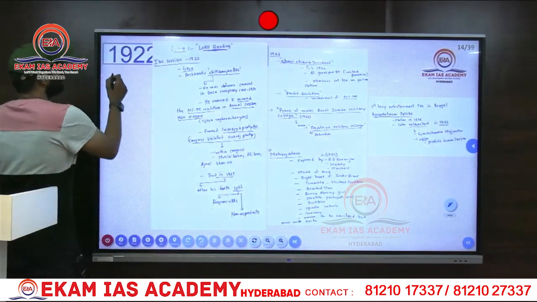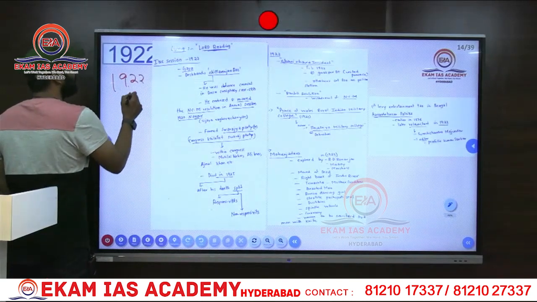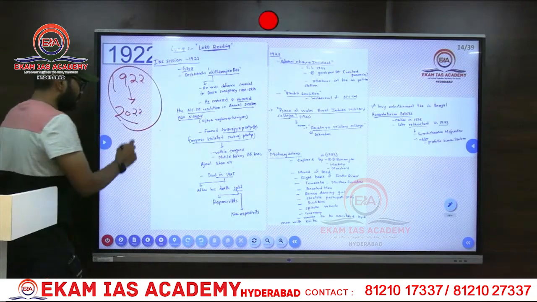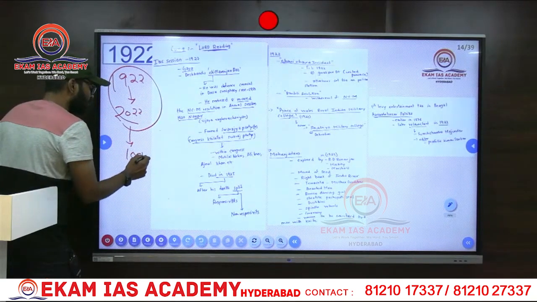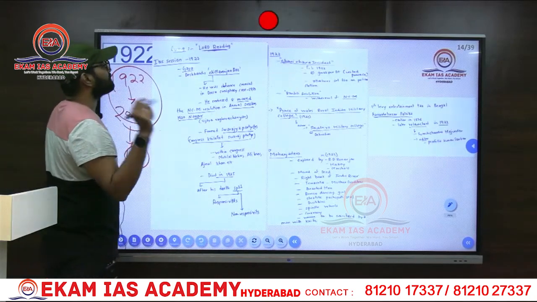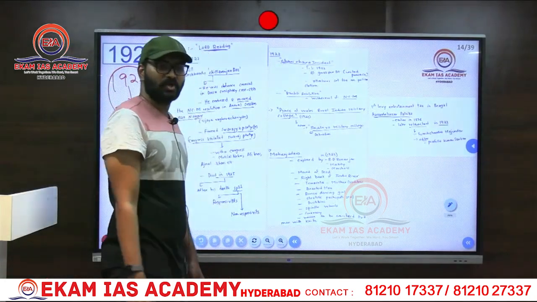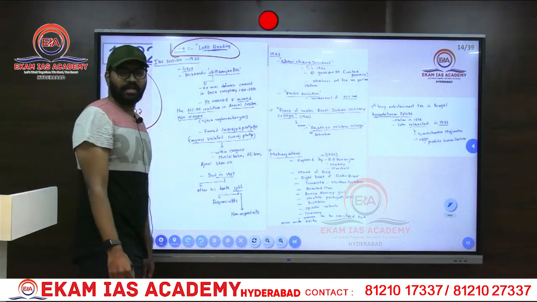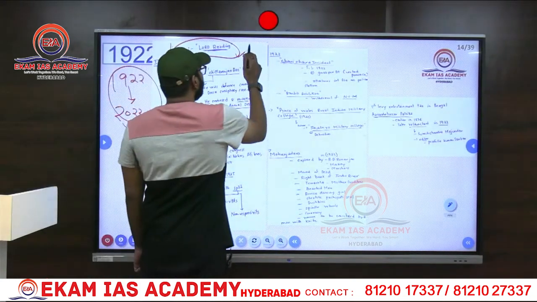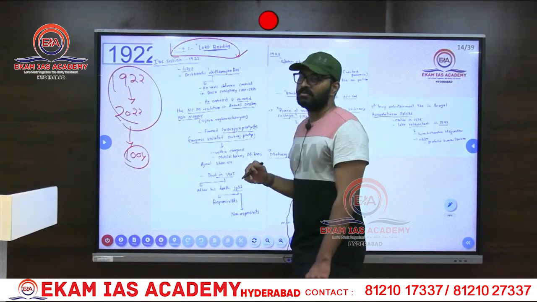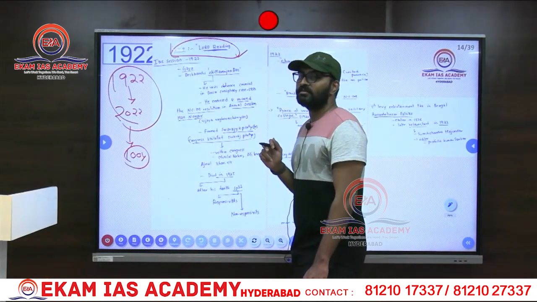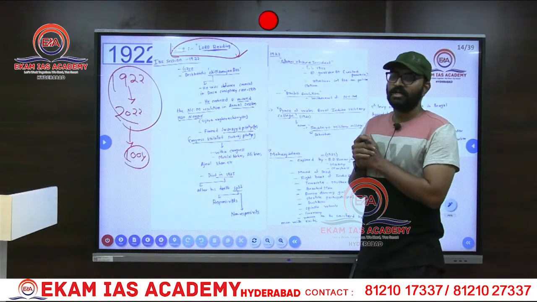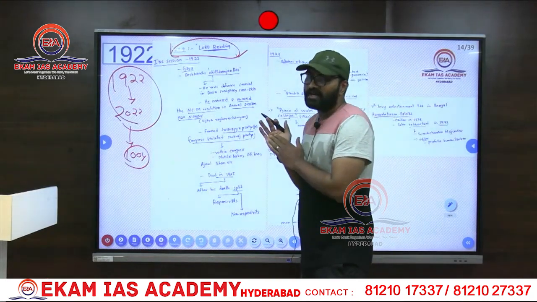So next, coming to 1922 to 2022, how many years? 100 years. Right? 100 years. What happened at that time? Who is the Governor General? Lord Reading. During the time of 1822, who is the Governor General? Lord Hastings, not Warren Hastings. Warren Hastings is which act? The Regulating Act. So don't confuse Warren Hastings with this Lord Hastings.